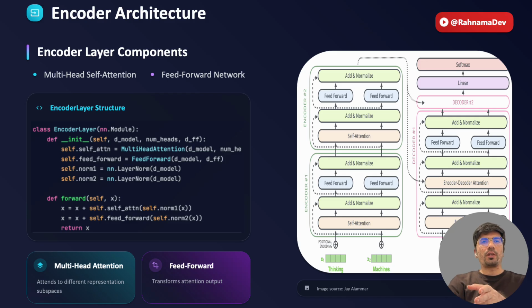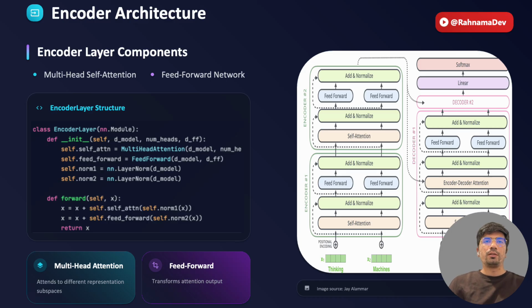The encoder is where the input processing happens. It consists of multiple identical layers stacked on top of each other. Each encoder layer has two main components, multi-head self-attention and a feed-forward neural network. So let's look at the code structure shown here. This is how you would implement an encoder layer in PyTorch.